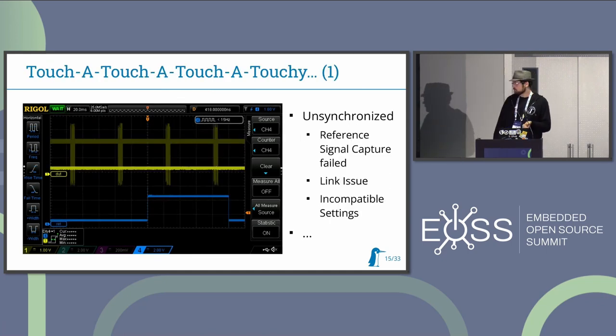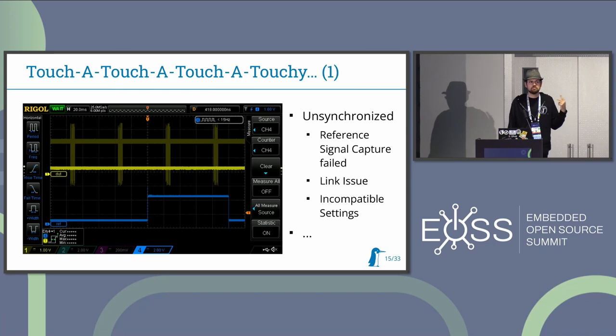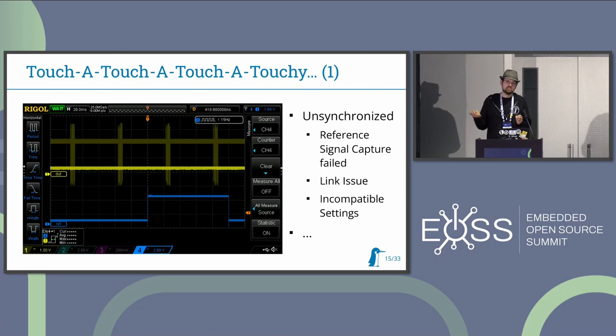Now, that's an unsynchronized system. Basically, we just have a random clock running through. In this case, my synchronized signal wasn't captured. I misconfigured the leader clock. The same would hold if you had a link issue. Basically, the systems can't talk to each other if you have incompatible settings. There's a lot of reasons why a system could look like that. In this case, my reference signal capture failed.